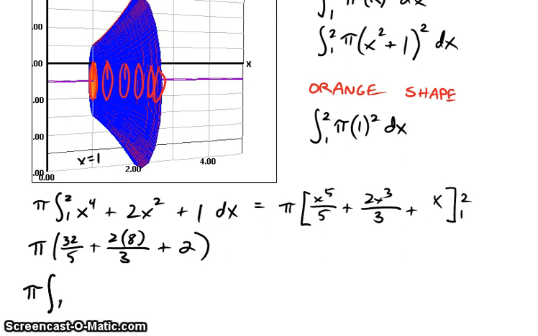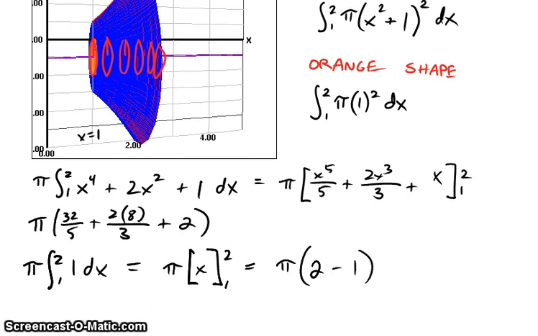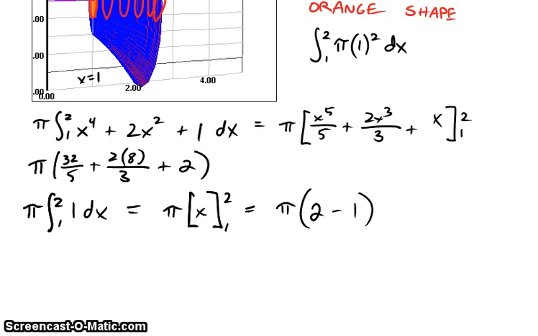Bring the pi out. This is from 1 to 2 of just 1 squared dx. So just 1 dx. The antiderivative of 1 is just x. We're going to do this from 1 to 2. So we get pi times 2 minus 1. And if you add up everything from the first shape and subtract the second shape, you end up with something roughly equal to 31.14 cubic units.